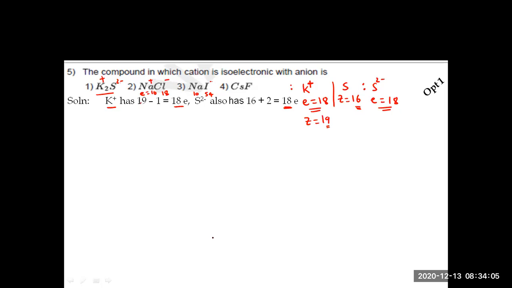Cesium and fluorine, no comparison at all. Cesium is there at the bottom of the first group, fluorine at the top.